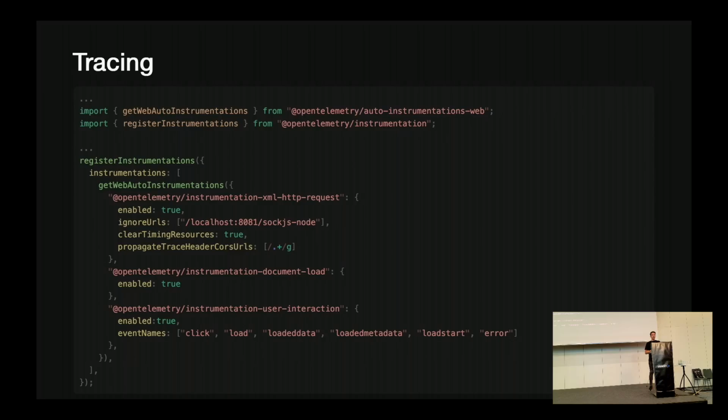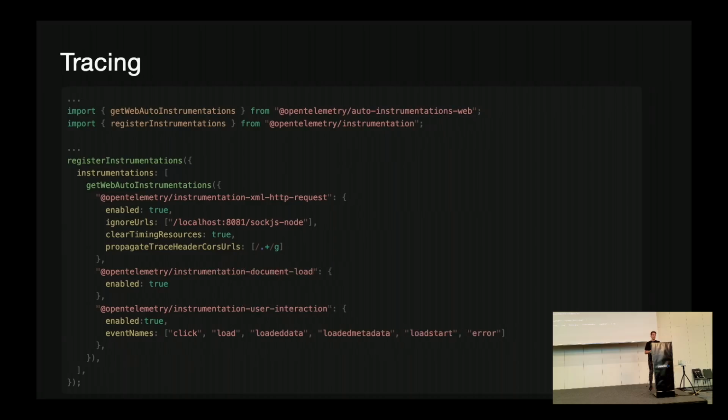One last thing is we could add a couple of so-called auto-instrumentations that are specific to web front ends. And with this in place, we get a lot of information about what is actually happening in the browser. Like, for example, when a user clicks a button or when a user navigates to a specific view. I don't want to go into the details here. I just wanted to give you an impression of what it means to add these auto-instrumentations.